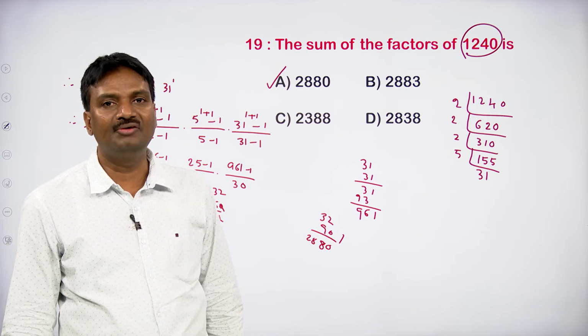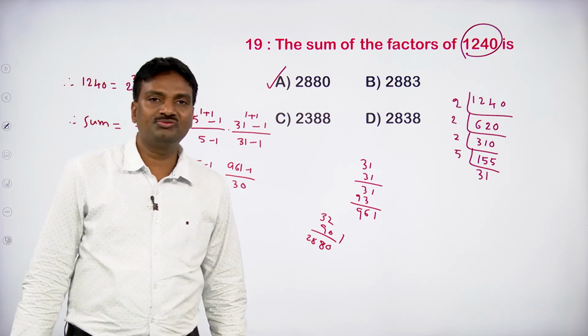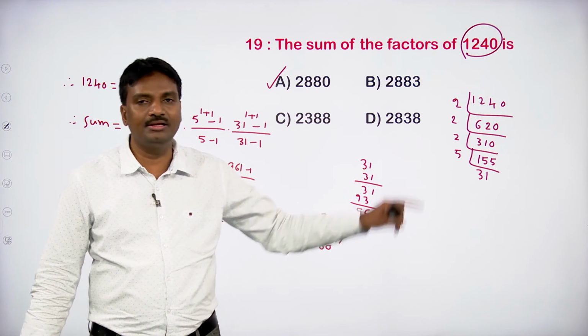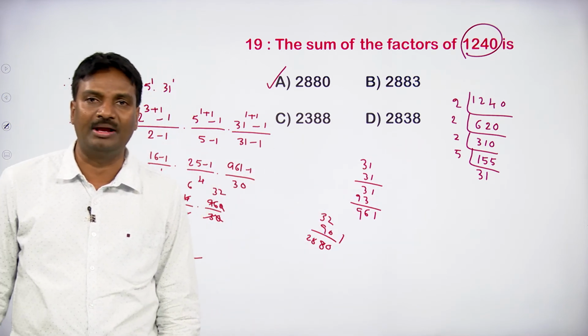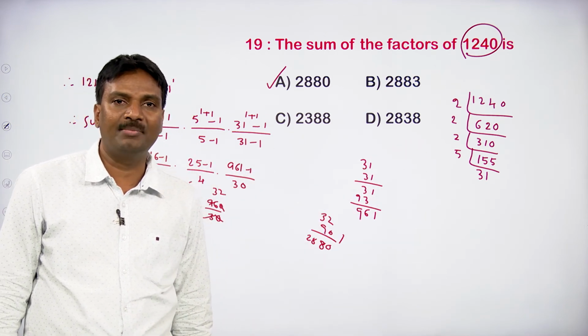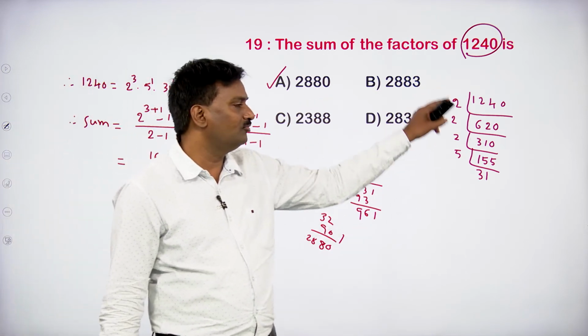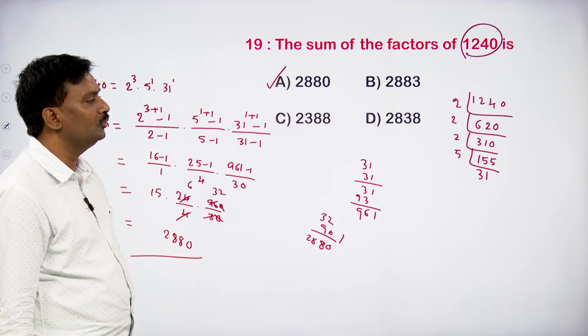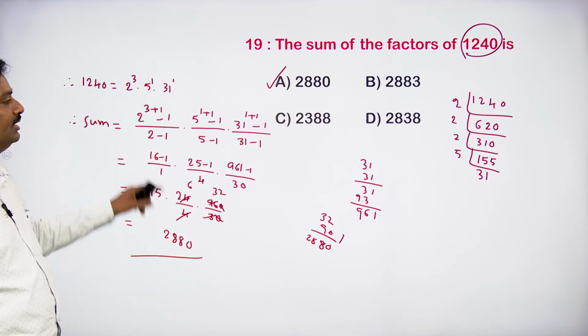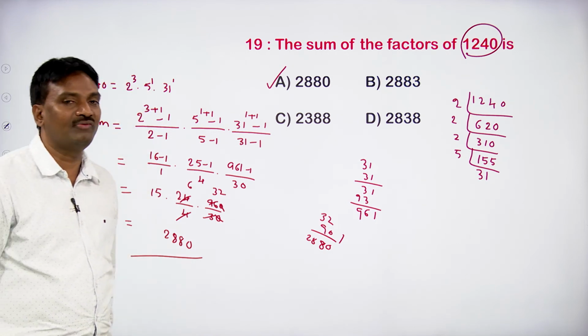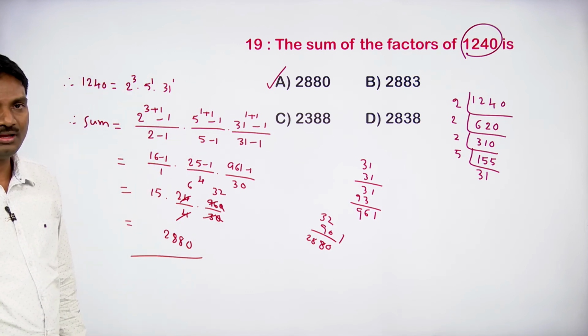The sum of all divisors of 1240. So first we have to express the number 1240 as the product of prime numbers. By taking the prime factors of 1240, we have 2 into 2 into 2 into 5 into 31. So we can write 2 cube into 5 power 1 into 31 power 1.